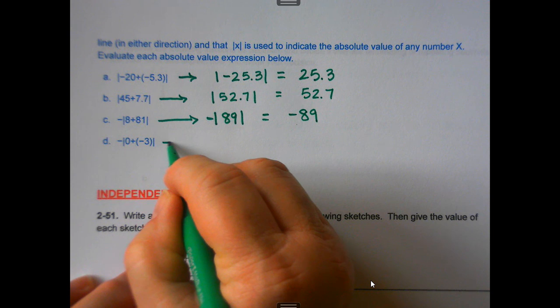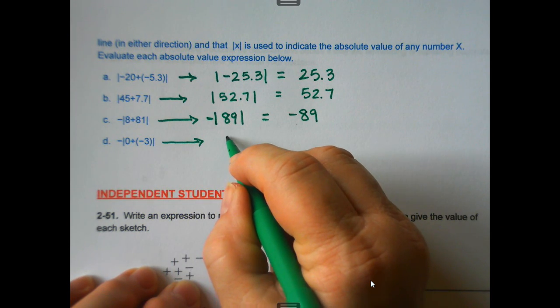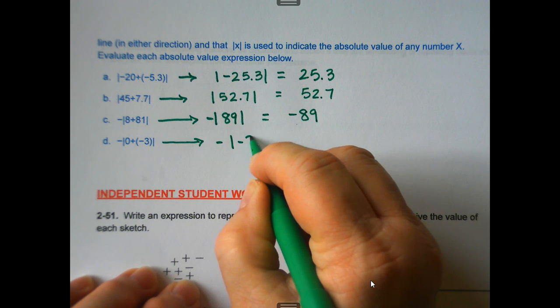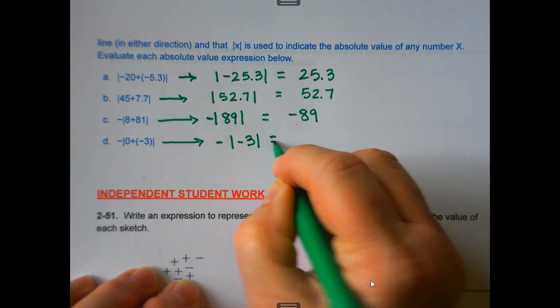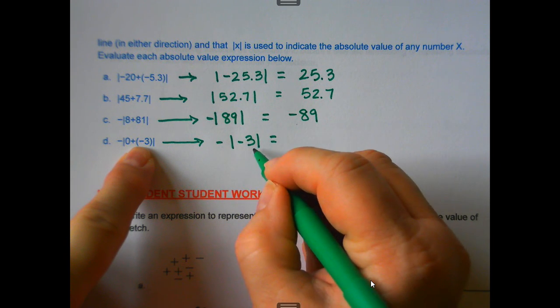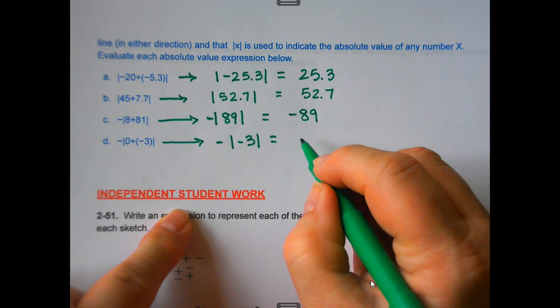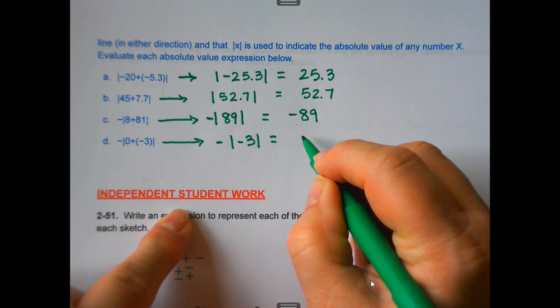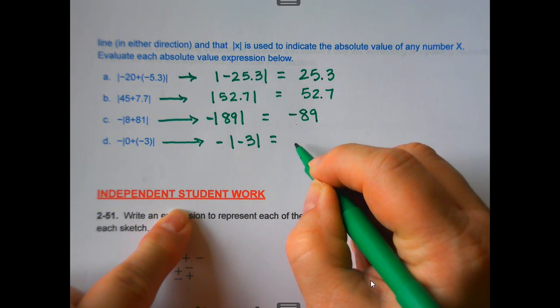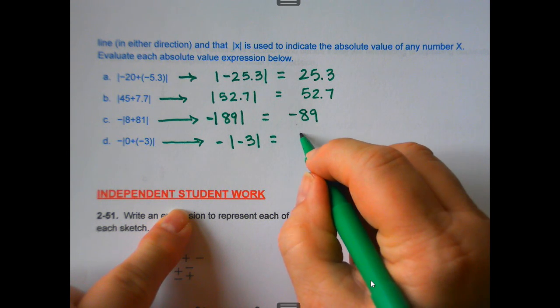This one down here also, 0 and -3, if I combine those, I end up with -3. And the absolute value sign surrounds the -3, but there is a negative sign on the outside on the left. So that becomes the opposite of the absolute value of -3, which is equal to -3.